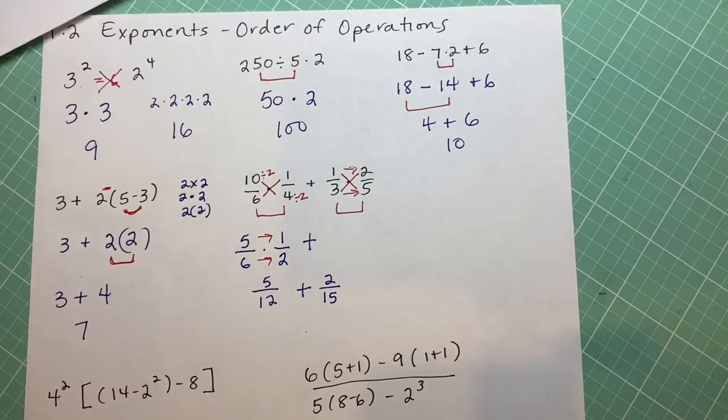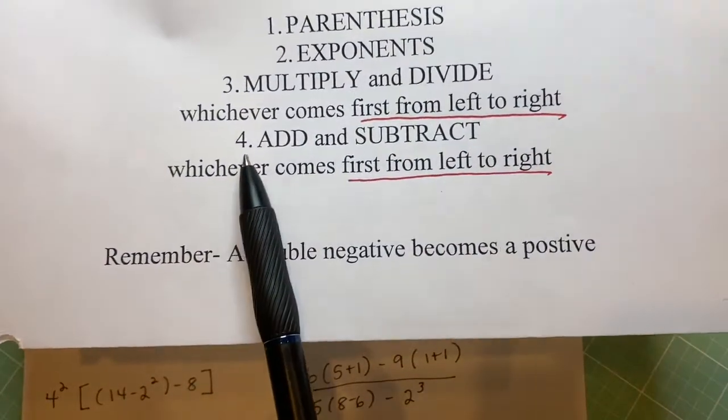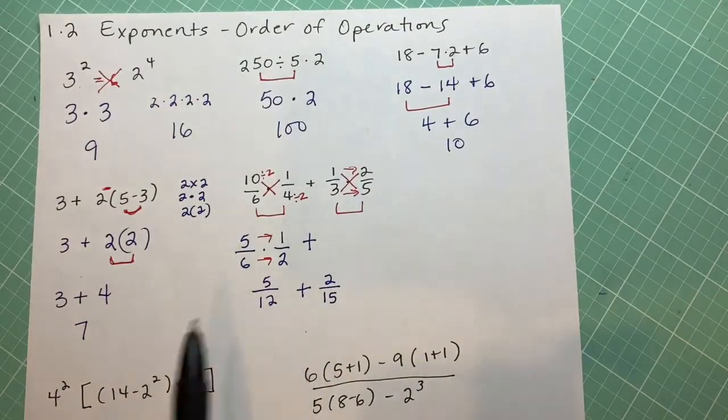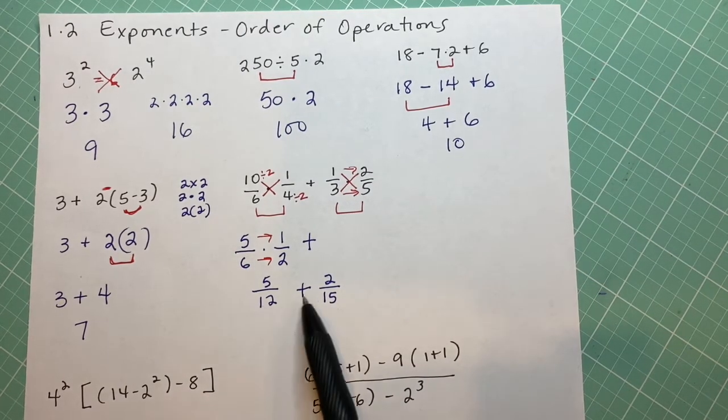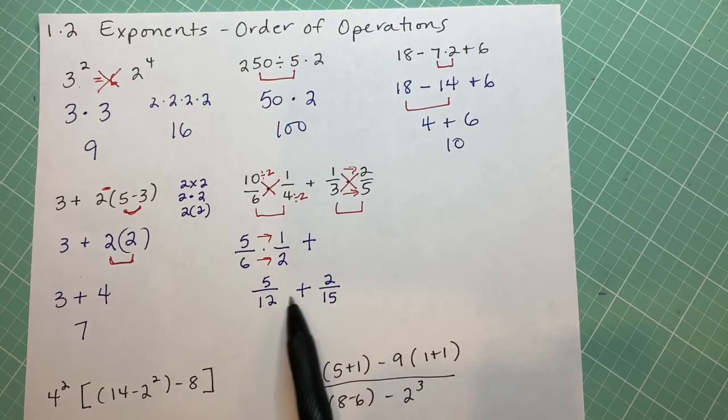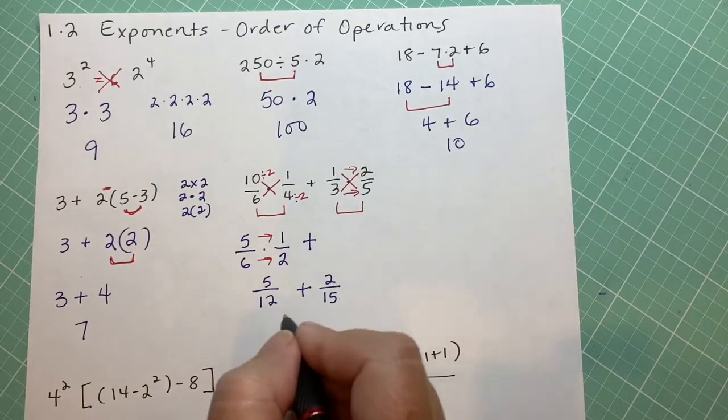Okay, then step 4, let me pull my note sheet back in here, is to add and subtract, so we have an addition problem. The problem is we have to remember when we add fractions, we have to have a common denominator. So I need to find the common denominator of 12 and 15. So the easiest way to do that is, I said 2, I meant 12.